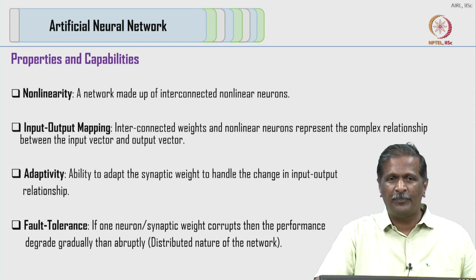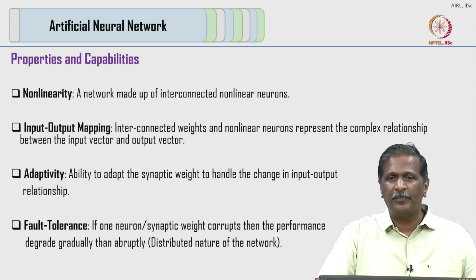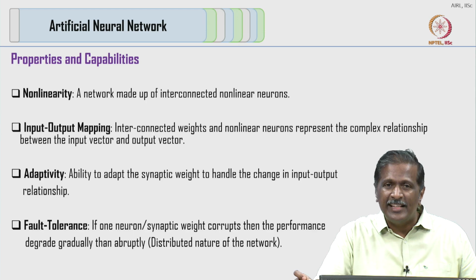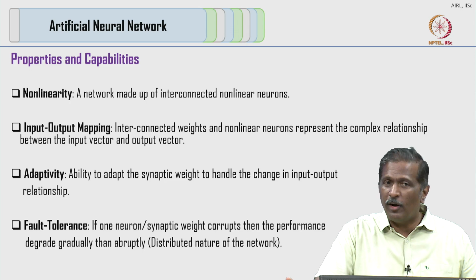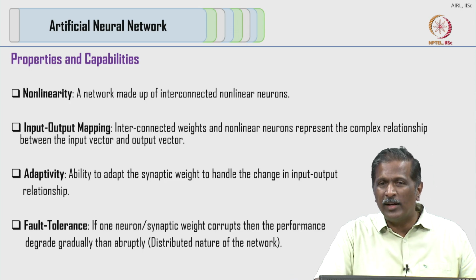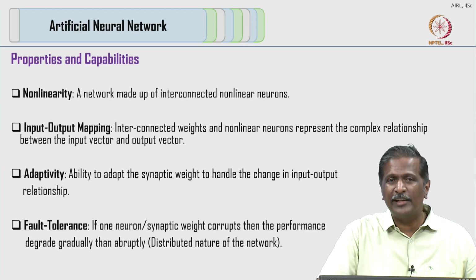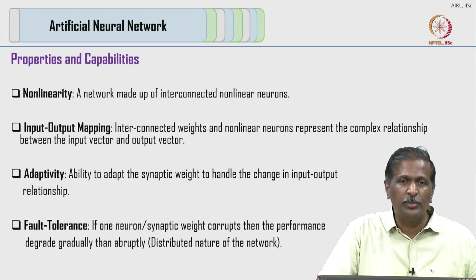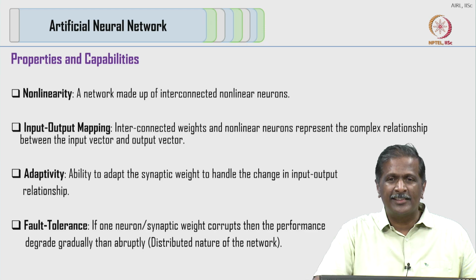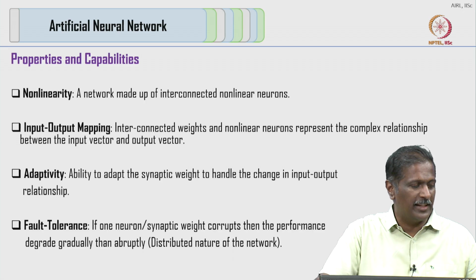So, that ability to adapt: even if there are small variations in his voice now, the network can adapt the variations in the synaptic weights to handle the changes between the input-output relationship. The fault-tolerant ability: if one neuron or one synaptic weight corrupts, the performance does not degrade. So we need to bring in that kind of fault-tolerant capability such that the interconnected neurons store the data in a distributed fashion. One synaptic weight does not affect the performance of the entire network. So we need to have a distributed nature of the network.